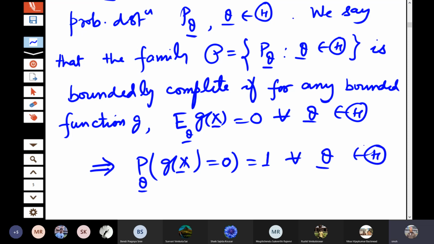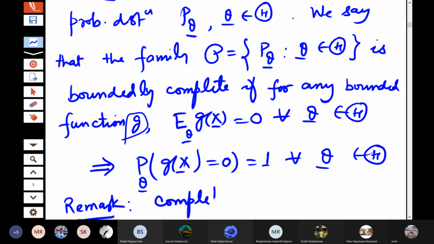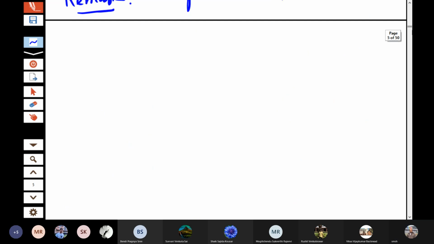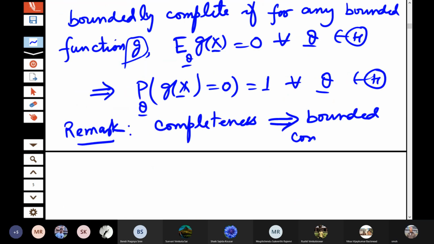So what is the difference from the complete family? That I have put this condition that if for bounded functions this implication holds, then it is said to be a boundedly complete family of distributions. So any complete family will be boundedly complete. Completeness implies bounded completeness. However, the converse is not true.